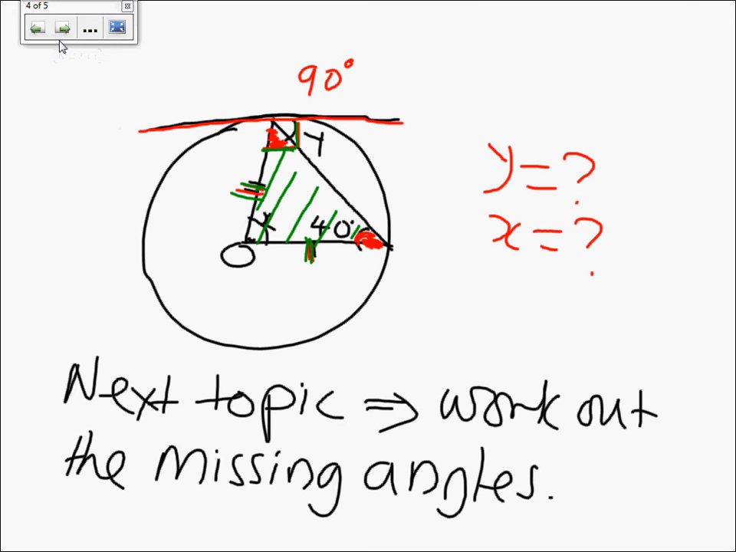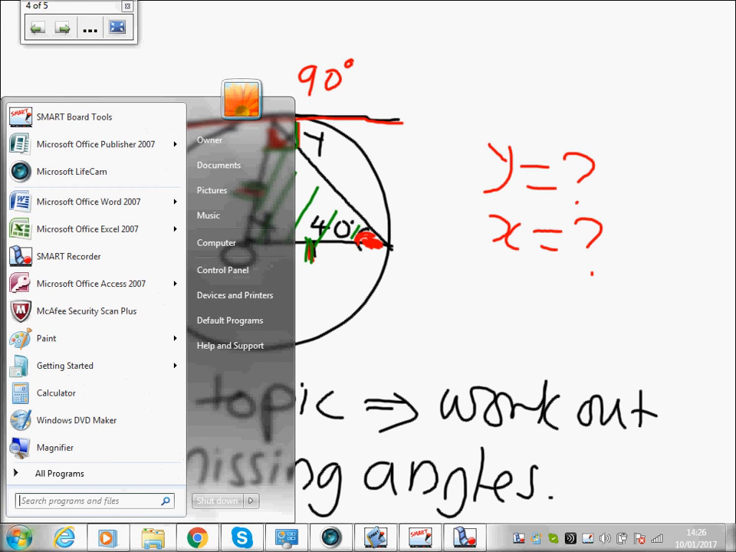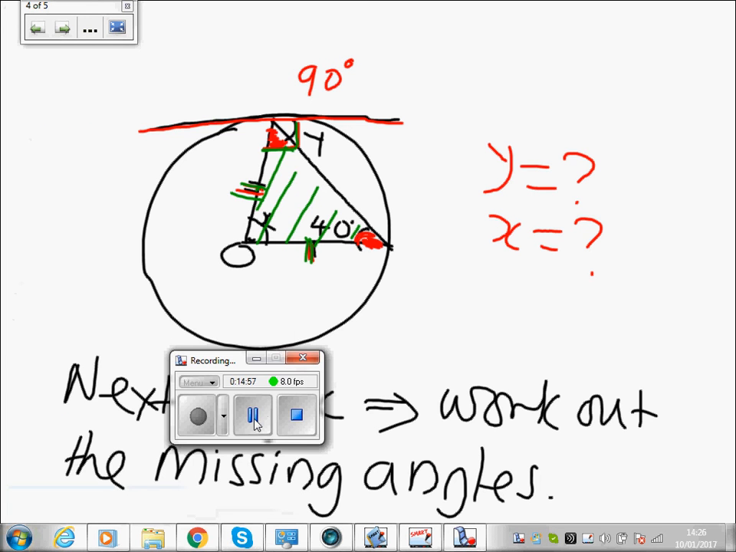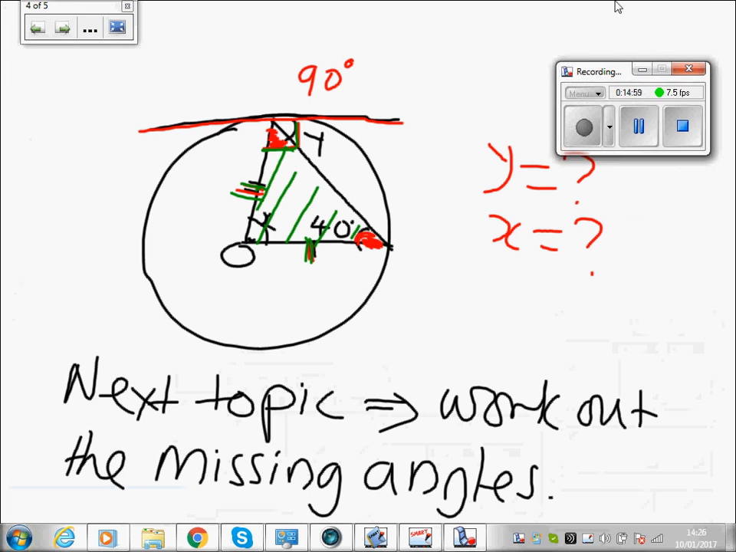Right. So now we are going to look at finding y. We don't know y, neither do we know x. In this question, these two are missing. Now let's explore the properties.